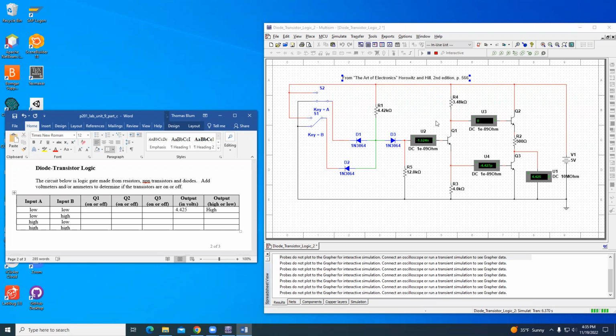And so I'm using an ammeter into the base here, and we see our currents are, for Q1, in the nanoamp, very small, we'll call it off; picoamp, even smaller; and 0 here. So I'm going to say off, off, off. Now, in the next row, I want to look at A low and B high.